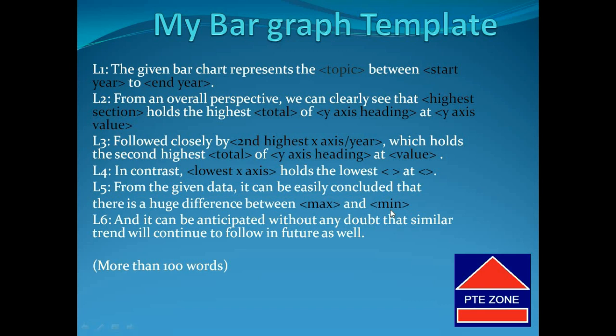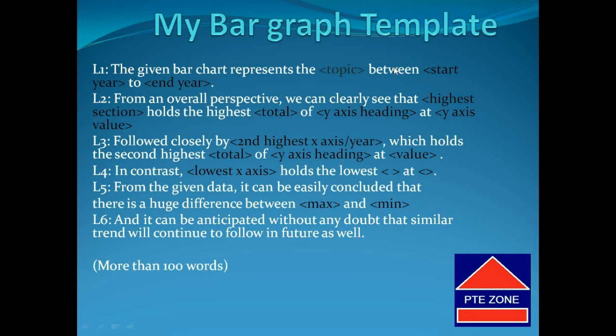Most bar graphs will have this thing, there will be a difference between a maximum and the minimum. So you can always say this line. In the end, in the last line, what you can say is that it can be anticipated without any doubt that a similar trend will continue to follow in future as well. See, this last line that I have used can be used in each and every graph, right? So it's not right or wrong, it is just an assumption that I am making, which is not wrong.